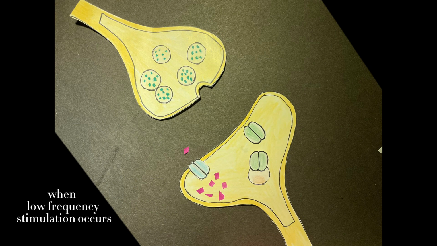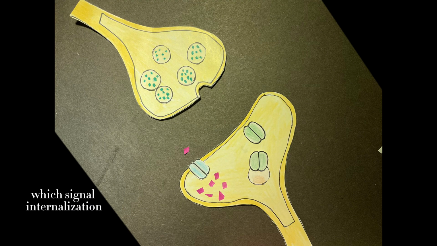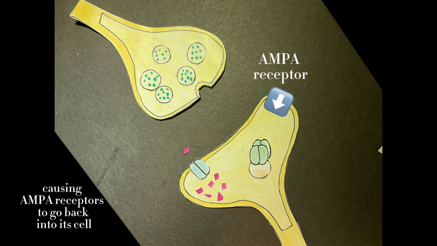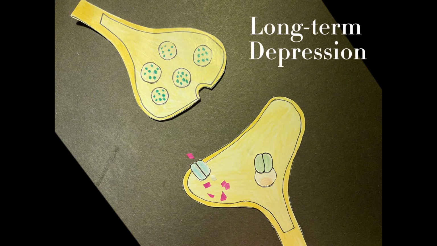When low-frequency stimulation occurs, it leads to less glutamate and small rises in calcium ions in the postsynaptic neuron. These small rises activate protein phosphatases, which signal internalization, causing AMPA receptors to go back into the cell to reduce its sensitivity to glutamate, known as long-term depression, or LTD.